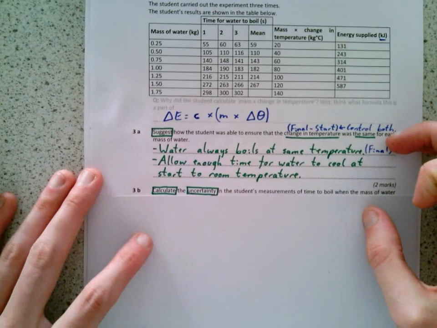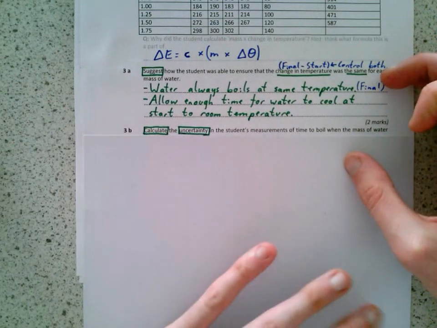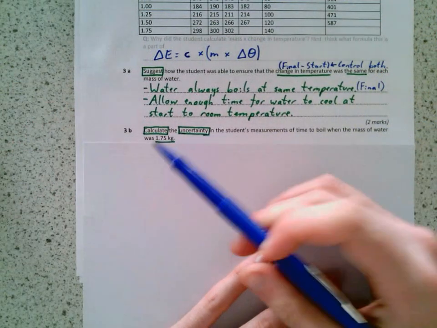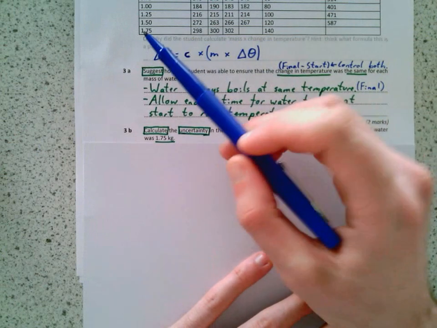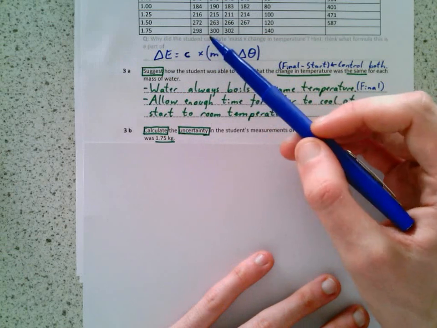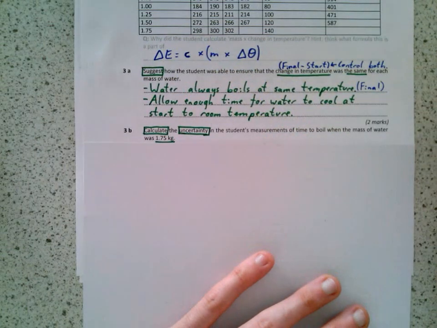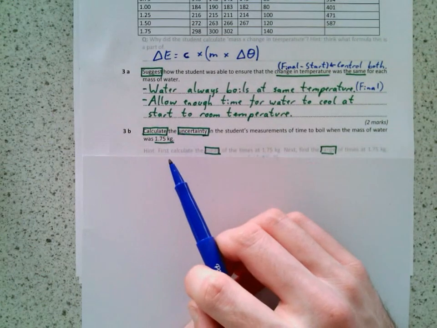2 marks there. 3b. Calculate the uncertainty in the student's measurements of time to boil when the mass of water was 1.75 kilograms. Okay, here's our results for 1.75 kilograms: 298 seconds, 300 seconds, 302 seconds. They haven't worked out the mean yet or the energy supplied. Little hint, how to calculate uncertainty.